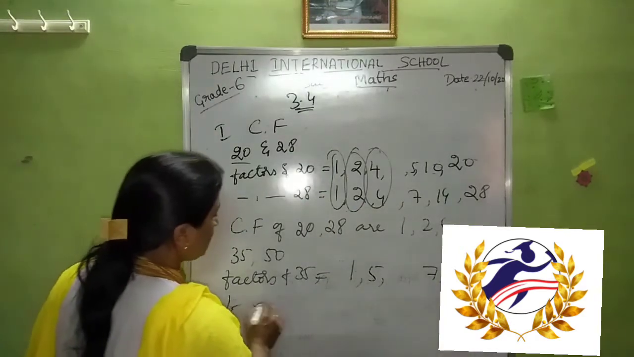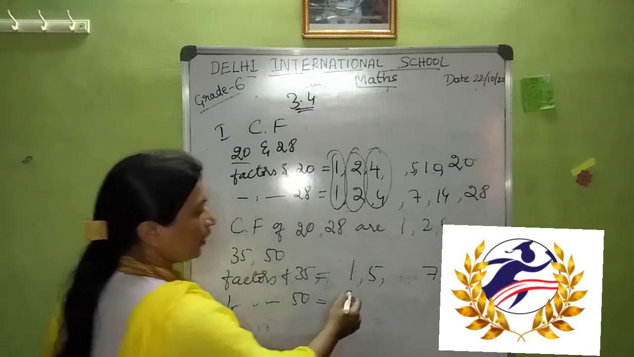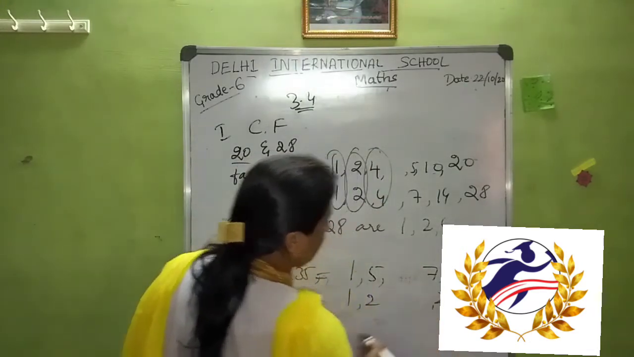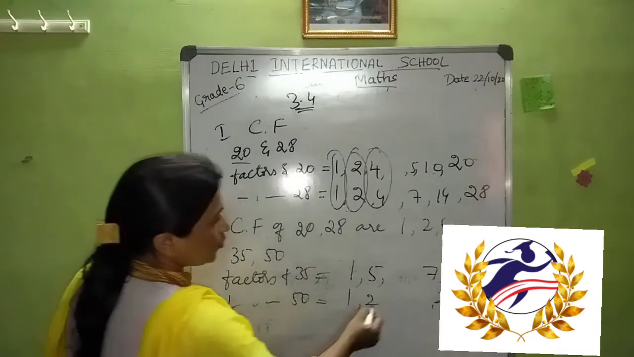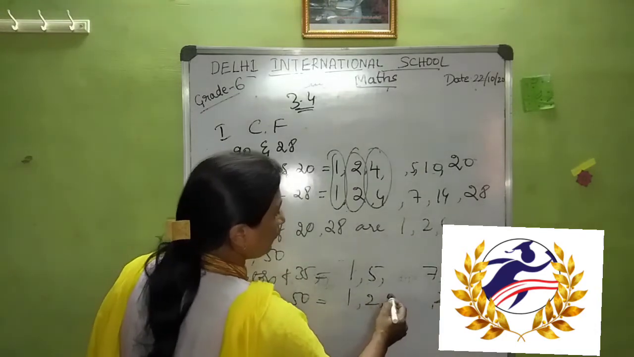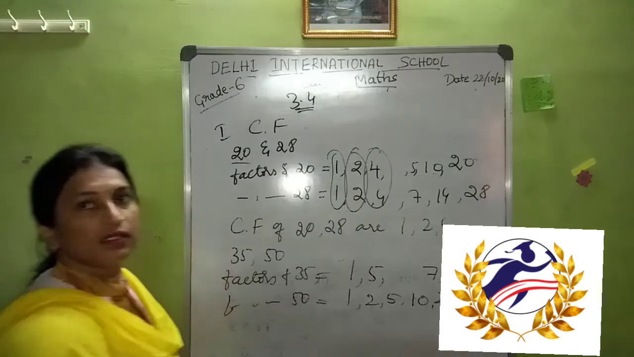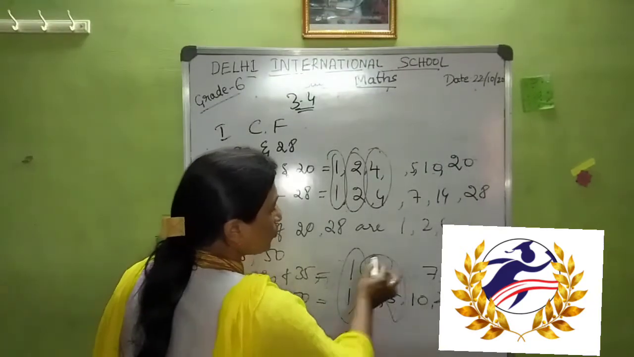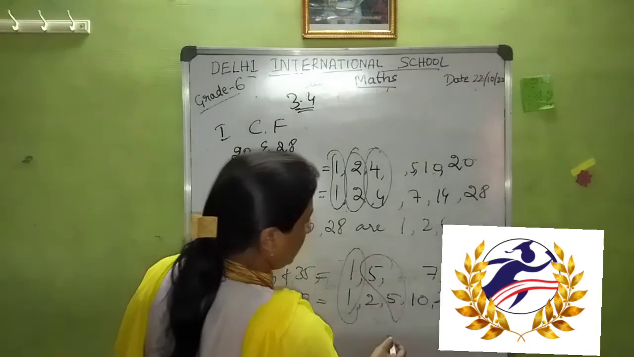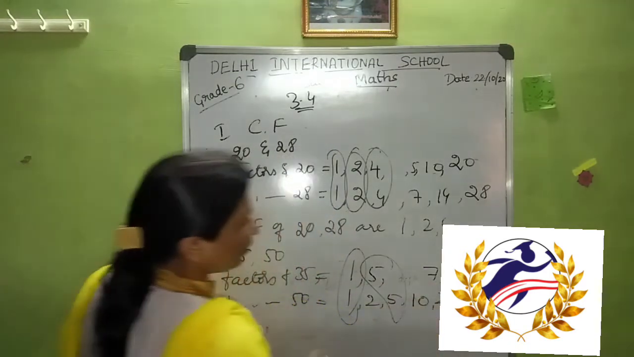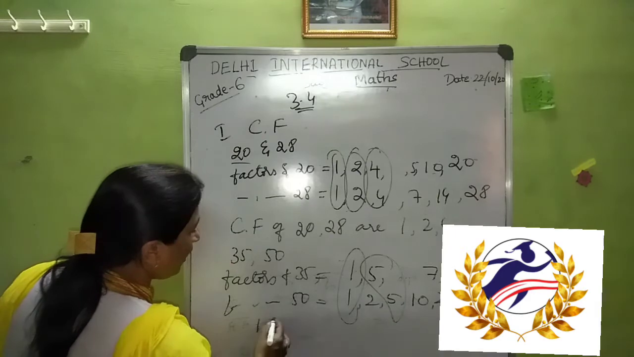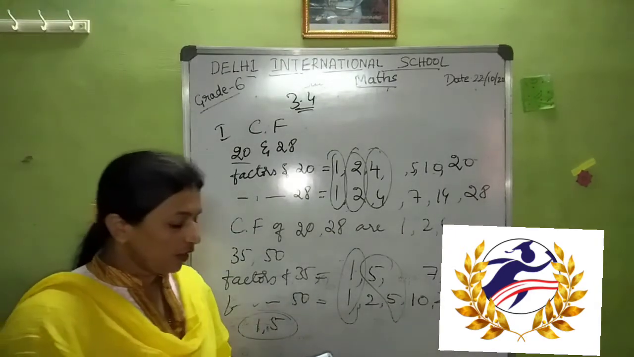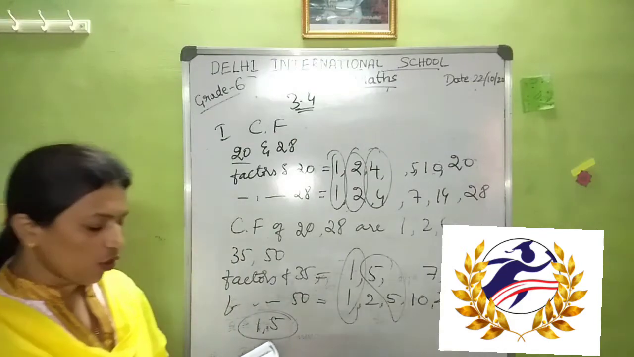So then, factors of 50. 1 50s are 50, 2 25s are 50. In the 3 table, no. 10 5s are 50, 5 10s are 50. So these are the factors of 50. Whichever are common, we will take. So 1 is common, 5 is common, and that's all. So 1 and 5 are the common factors of 35 and 50. Like this we should find out the common factors.